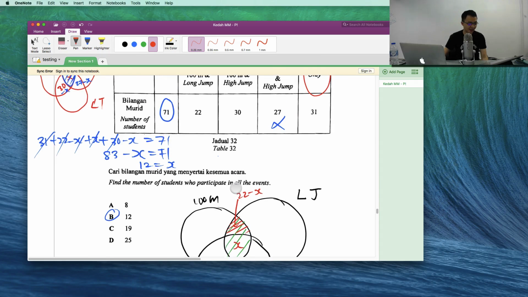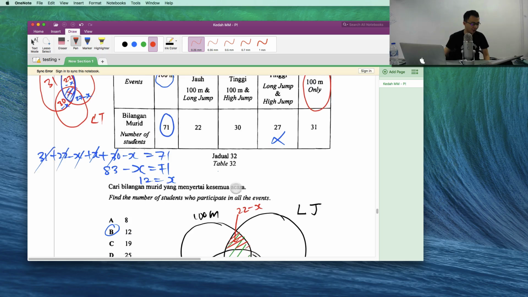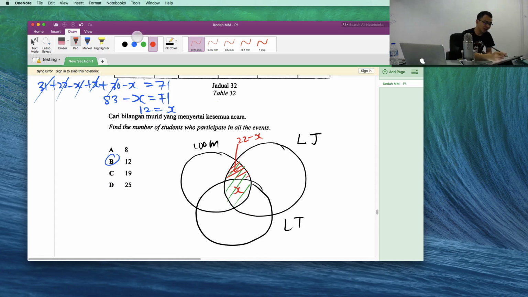Same thing for lompat tinggi and 100 meter, which is 30, right? If you have 30, it basically means everything here is 30, the blue color one. But if I want to find only the blue color one, not mixed with the green color one, this part over here is 30 minus x. I want to minus x because I do have x people who actually play all 3 activities. So this is the reason why I minus x.